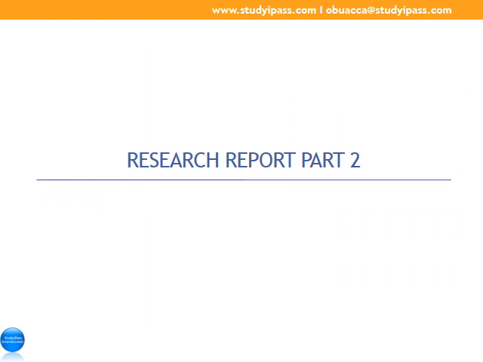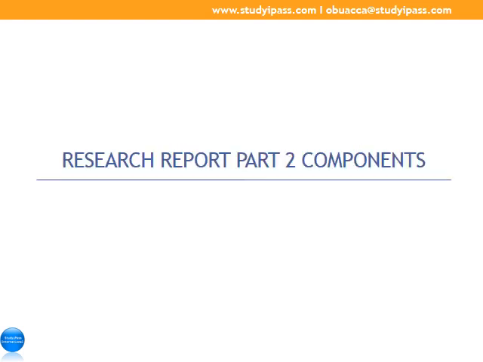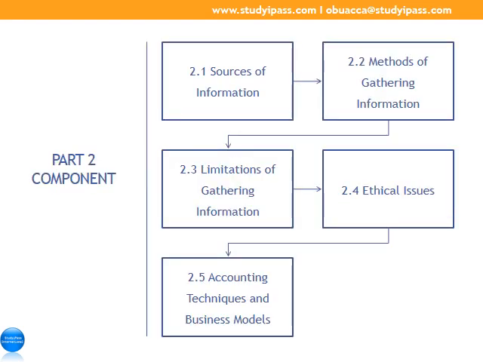Our agenda for today includes component guidelines, samples discussion, and key considerations. The research report part 2 is all about information gathering and accounting techniques or business models. The key components are 2.1 sources of information, 2.2 method of gathering data, 2.3 limitations of gathering information, 2.4 ethical issues, 2.5 accounting techniques and business model.